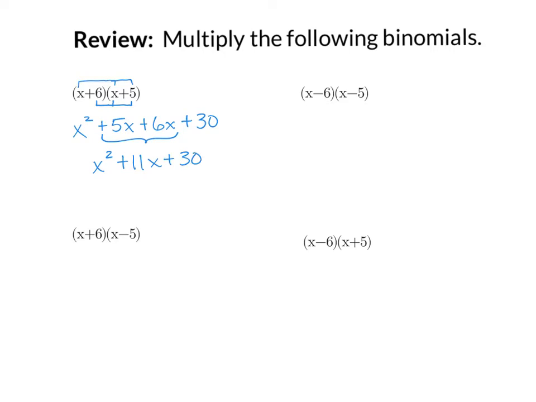Okay, let's look at another one. We're going to change it up a little bit by changing the signs. So first we get x squared. Outsides we get minus 5x. Insides we get minus 6x. Lasts we get plus 30 again. If we combine our like terms now, we are left with x squared minus 11x plus 30.